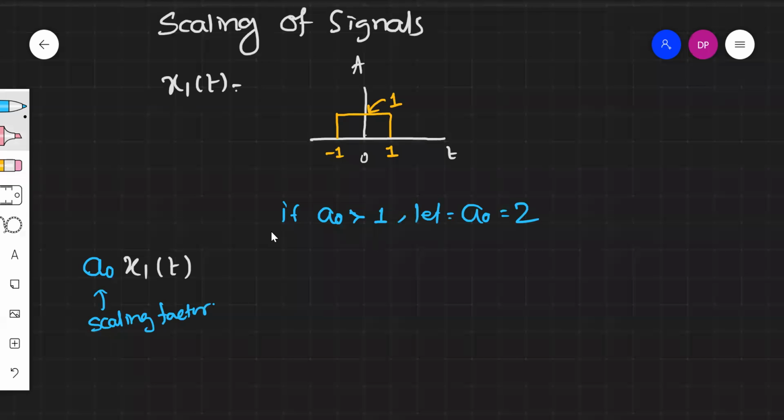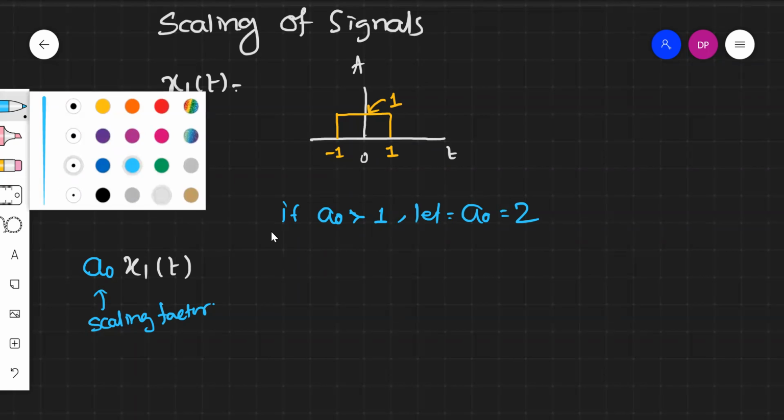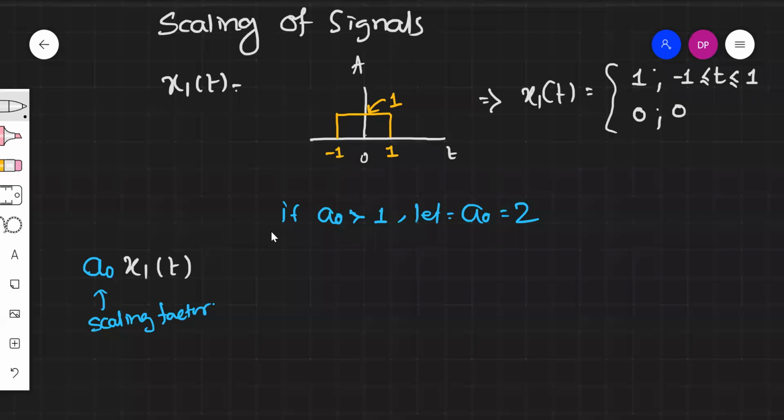So what will be the signal expression? If you mathematically express this x1 of t, what can we write? x1 of t is equal to 1 when t lies between -1 to +1, or 0 otherwise for the rest of the values of t. So this is the mathematical expression, and this is the figure that we have.